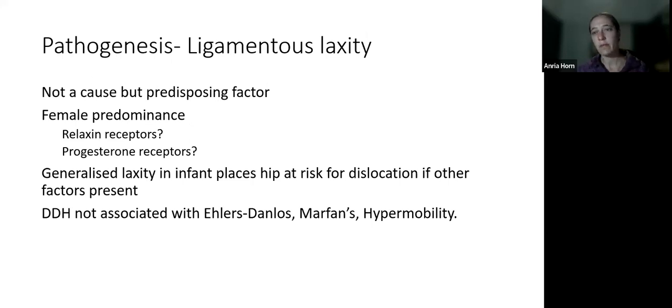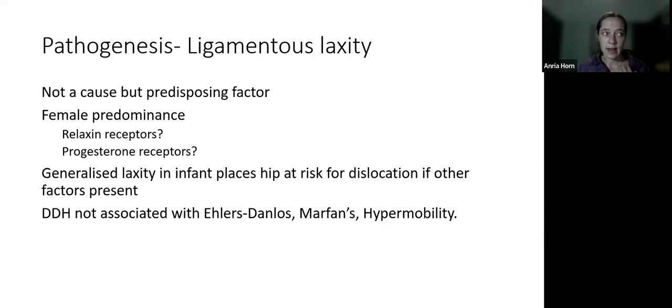So there's a female predominance in DDH, and there's some theories that this may be due to the fact that females have relaxin receptors, and that's a hormone that gets secreted during pregnancy and birth, so that everything can relax. You know, the pelvis, the symphysis and the sacroiliac joints all will enlarge the birth canal, the cervix dilates, everything relaxes. And females have those receptors, so this might make them more susceptible. And they also have progesterone receptors.